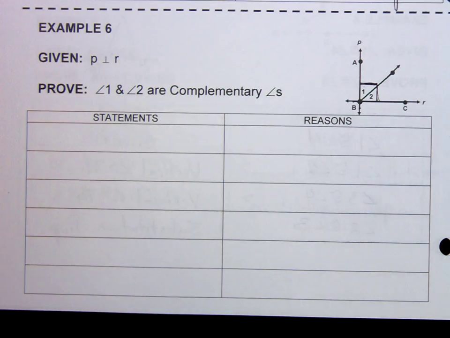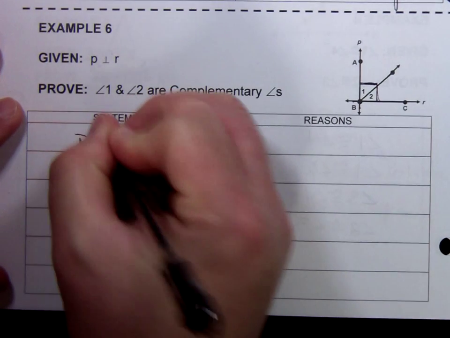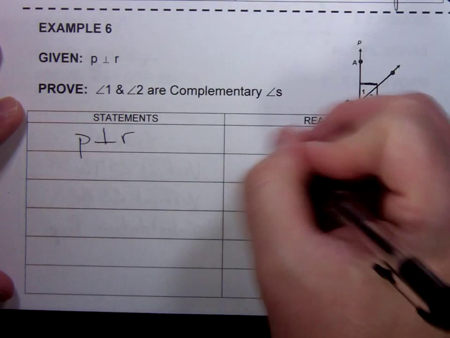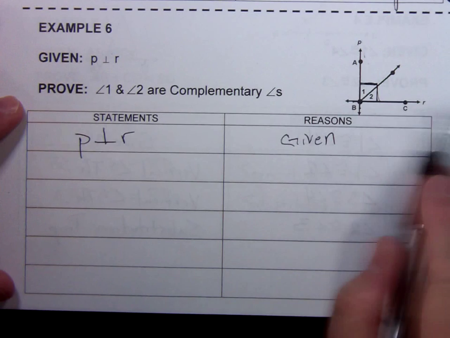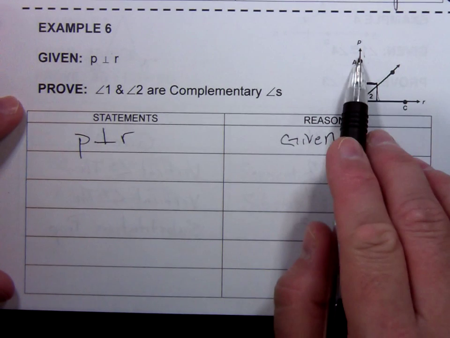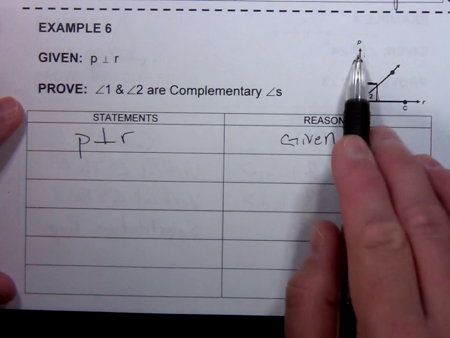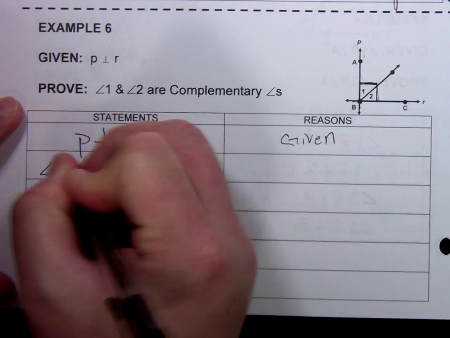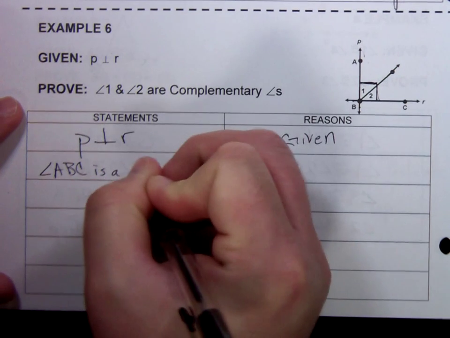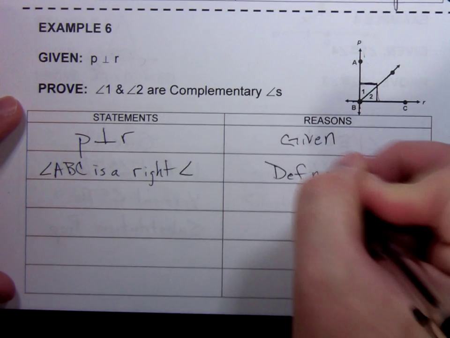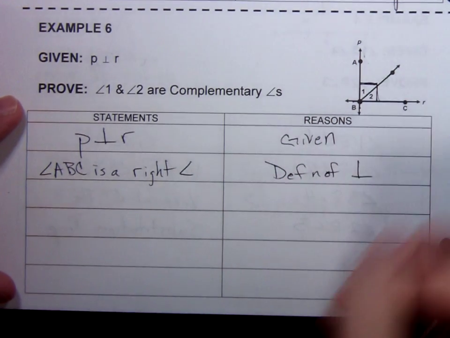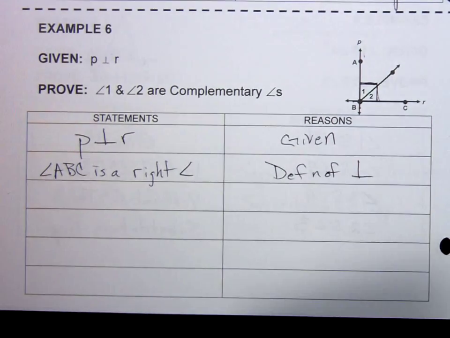So there's the basic logical progression we're going to go through to write our proof. Now we just got to get it down on the paper. So we start out with line P being perpendicular to line R because it was given. Now, as soon as I knew that those were perpendicular, that's how I knew that this was a right angle, right? And this would be angle ABC. So angle ABC is a right angle, and that's based on the definition of perpendicular.